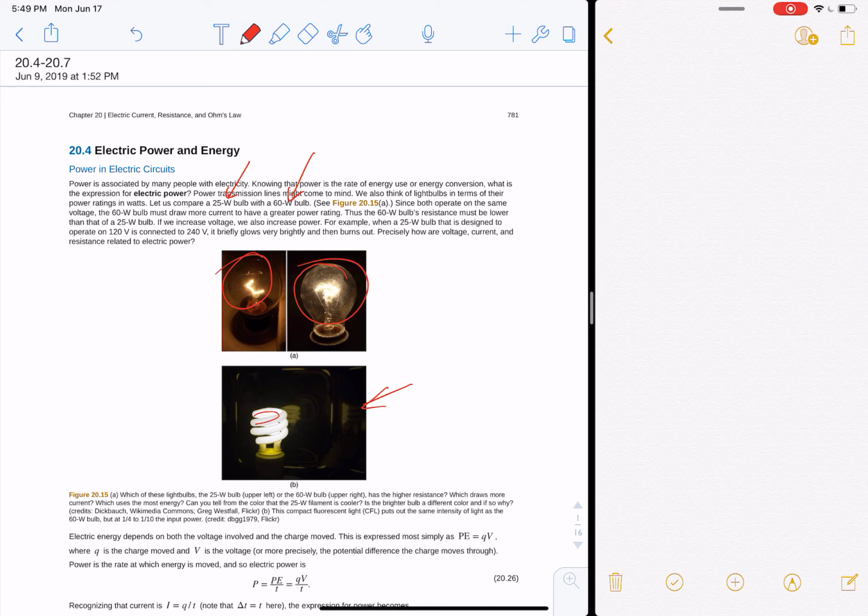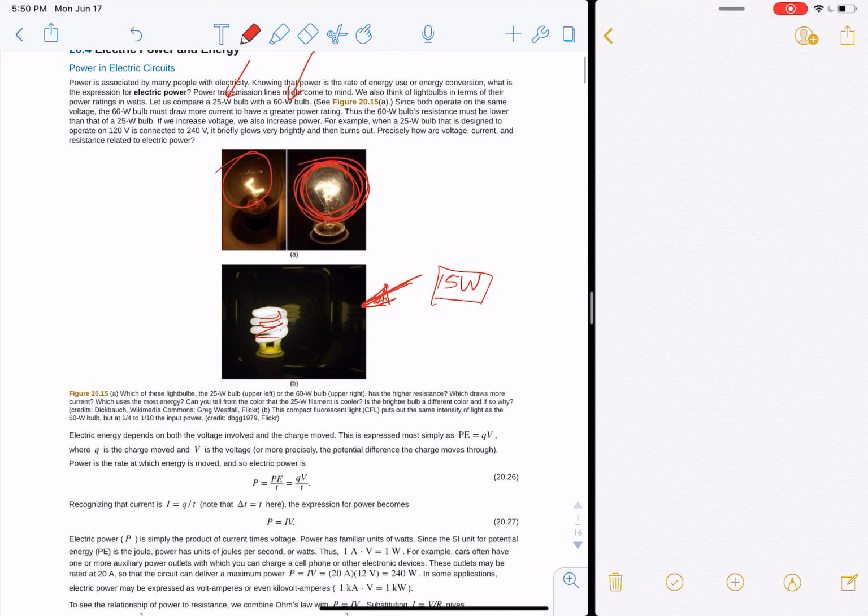This is a CFL, a compact fluorescent, because they'll give you an equivalent wattage. People associate a 60 watt bulb with being bright, but this is a 15 watt bulb. The 60 watt bulb actually uses 60 watts of energy. The CFL bulb only uses 15 watts, but it outputs the equivalent amount of light as a 60 watt bulb. So you have to be careful with that when you're buying them from the store.